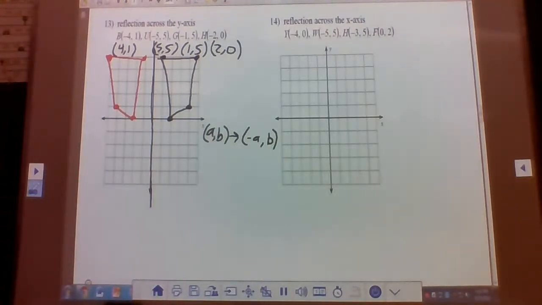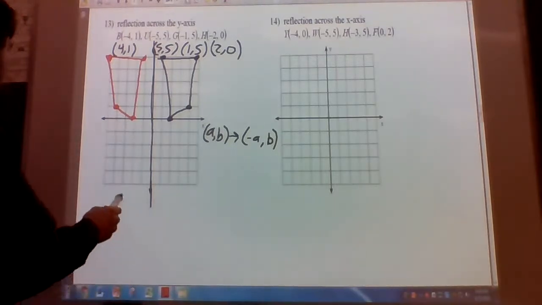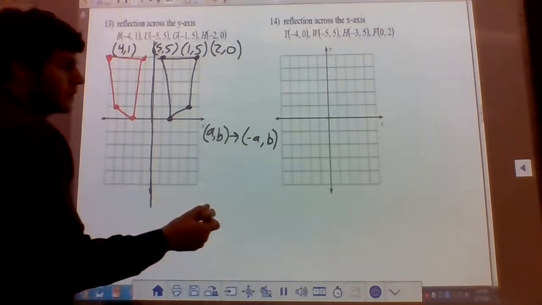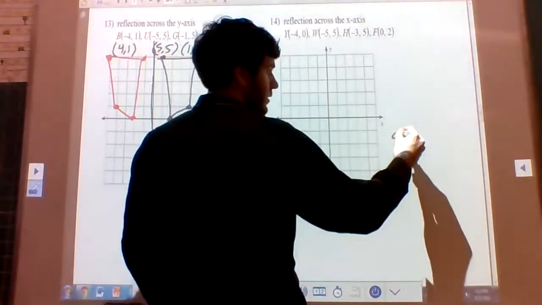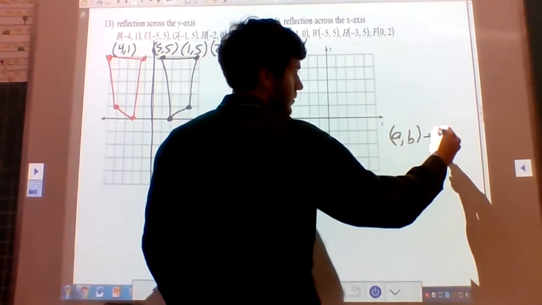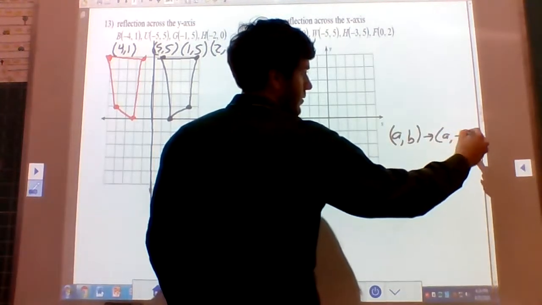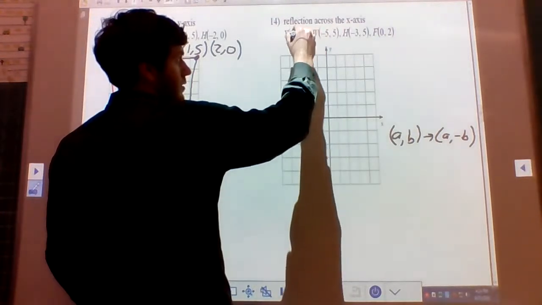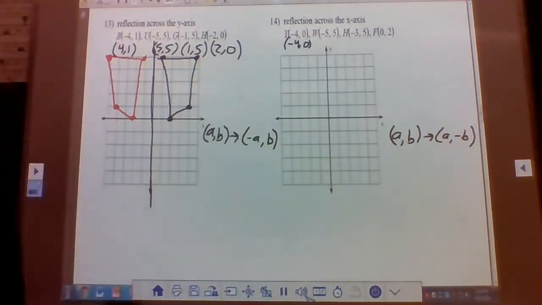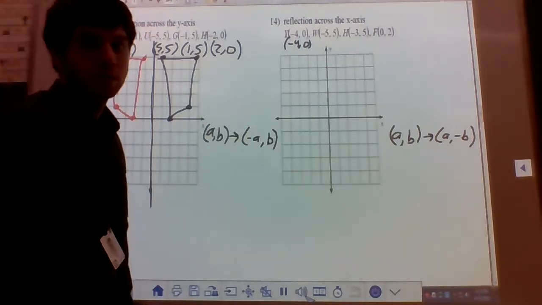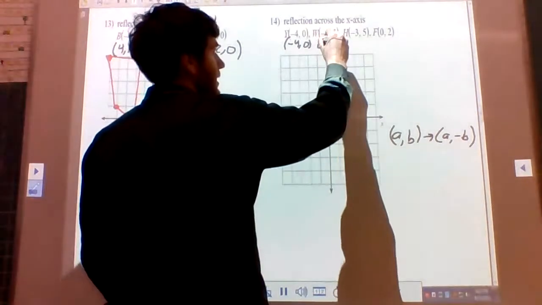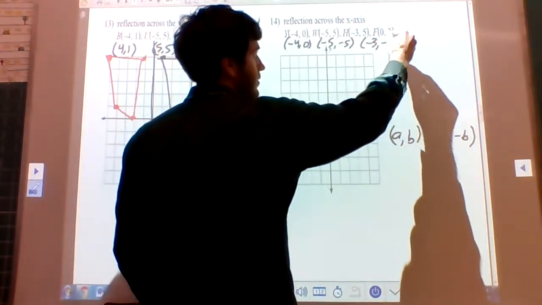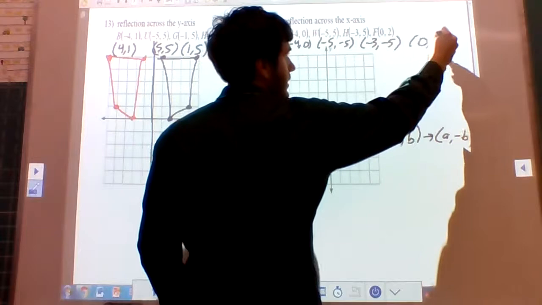Okay, 14, across the x-axis. So again, we have a formula for going across the x-axis. That's (a, b) goes to (a, -b). So we know all these. We know this is going to be (-4, 0), right? 0, -0 is just 0. This is going to be (-5, -5). H prime is going to be (-3, -5). And F prime is going to be (0, -2).